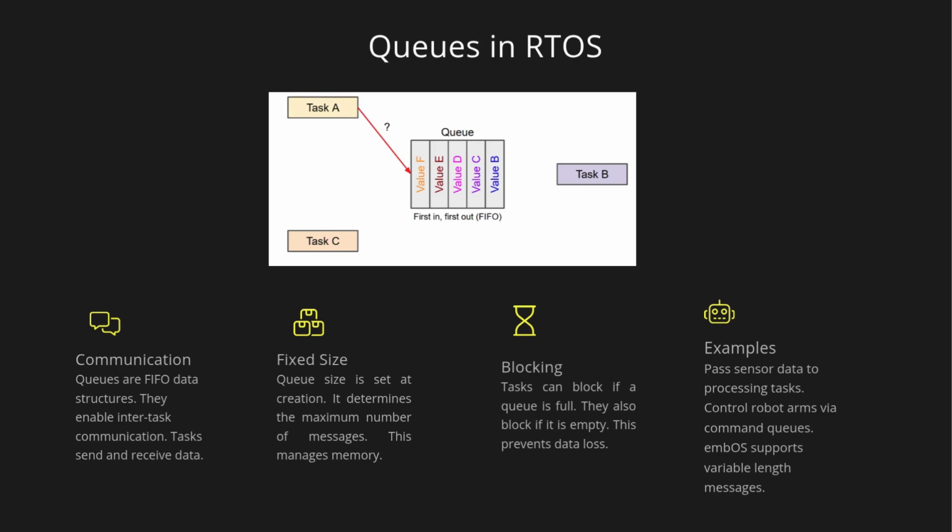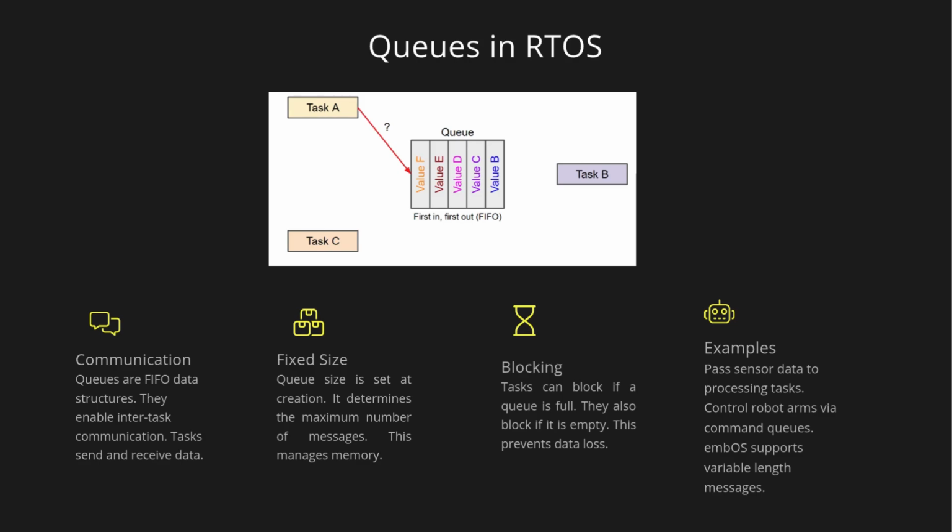One important thing to note about queues is that they are fixed size, which is defined when a queue is created. This size limits how many messages can be held at a time. It also helps in managing the memory. A queue can also perform blocking. Let's see in what scenarios it can block. If a queue is full and a task tries to send data to it, it will block, as well as when a task requests data but the queue is empty, the queue will block the task.